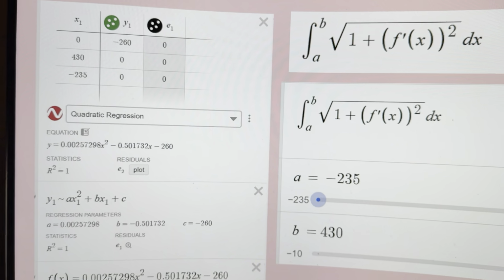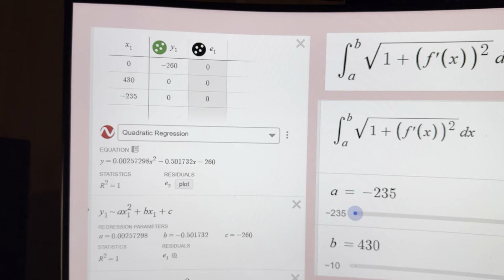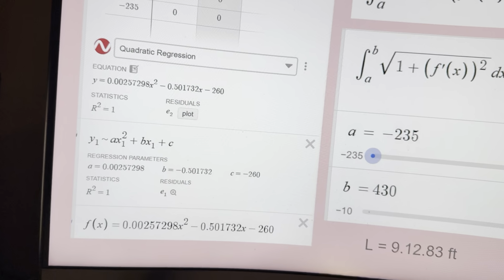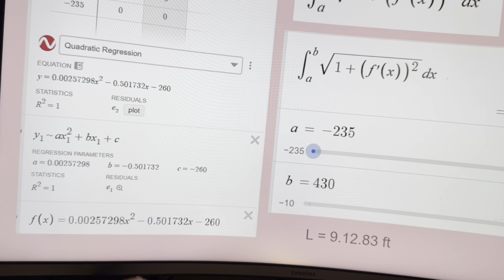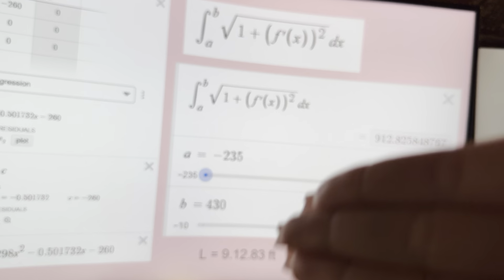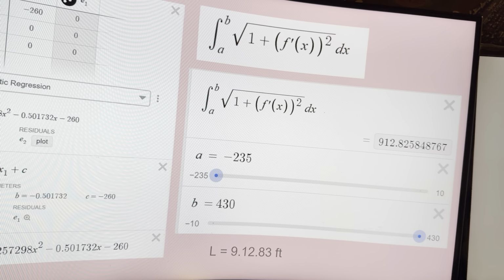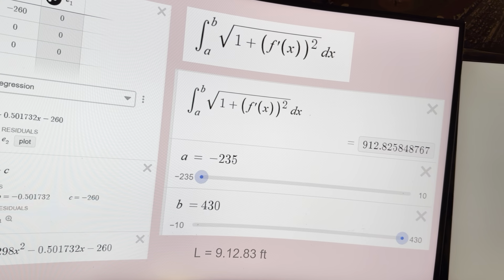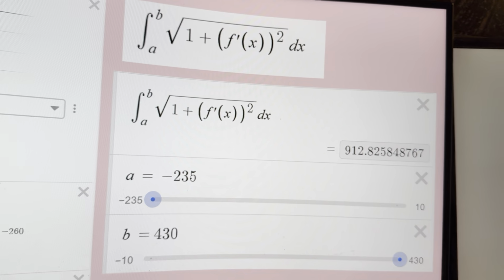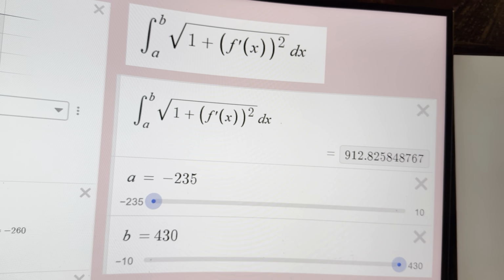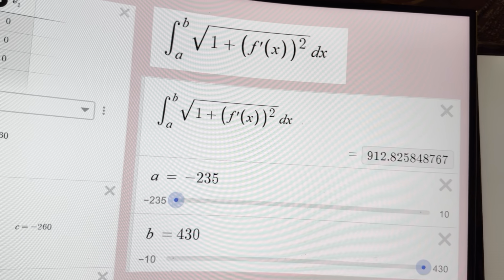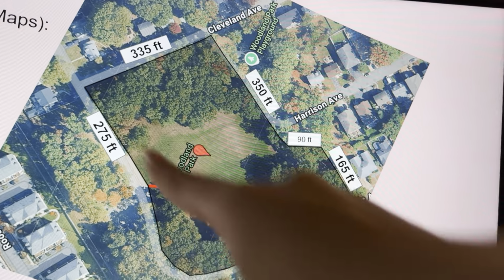And so I went to Desmos and I did a quadratic regression, and I plotted these points, and it gave me my equation here. So by using this, I used our arc length formula. For the values of A and B, I did my x-intercepts, and I found that the approximated arc length was 912.83 feet. So that was the calculated arc length of this section here.